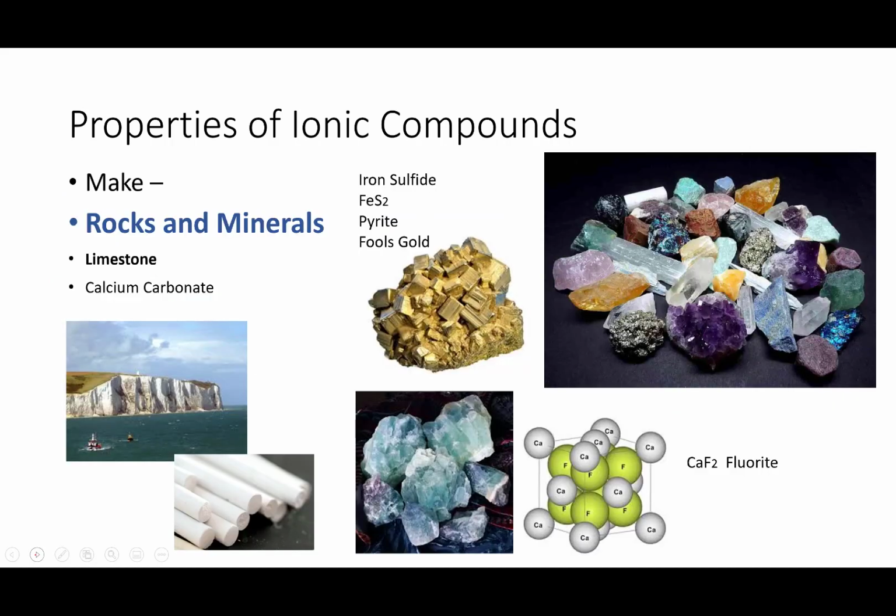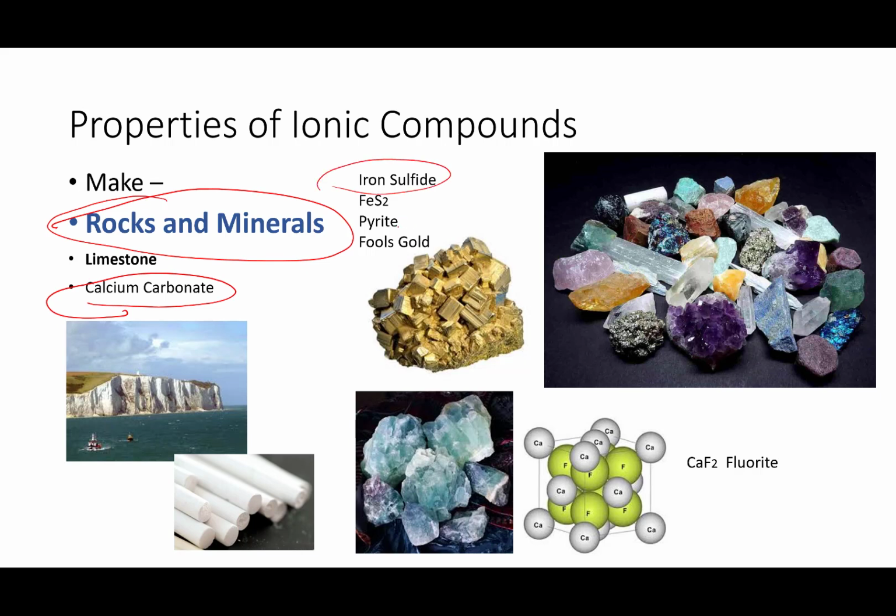In nature, we're going to find these ionic compounds in rocks and minerals. Limestone, calcium carbonate, iron sulfide, which is fool's gold, or pyrite, fluorite. A lot of the things you're going to find out in the rocks and inside of soil and dirt are going to be your ionically bonded compounds. These are going to be the minerals that you're going to find lying in the dirt on the surface of the earth and within the earth itself.